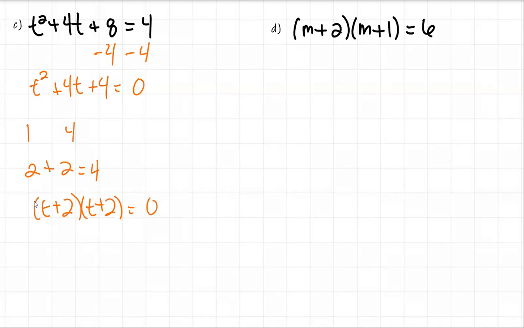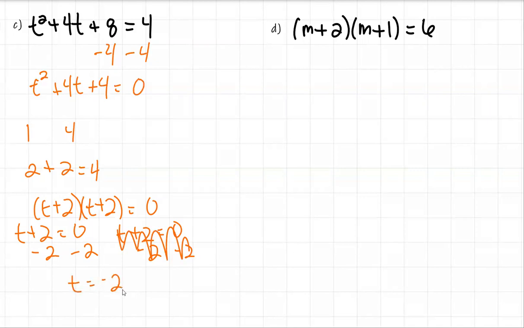So now I can use my zero product property. t plus 2 equals 0, or t plus 2 equals 0. So I subtract 2. Notice that it's the same thing, right? So we're really only going to get one unique answer. We don't really have to write it out twice if you know it's just the same thing. So I get t is equal to -2. And that's my only answer for this one. Some of these you're only going to have one answer. All right, and now for one more.